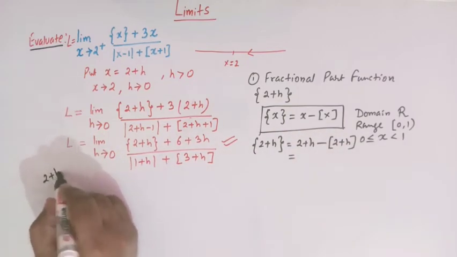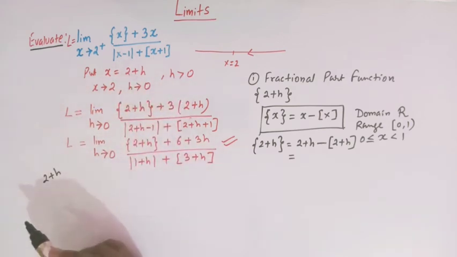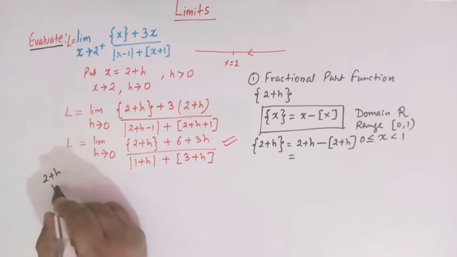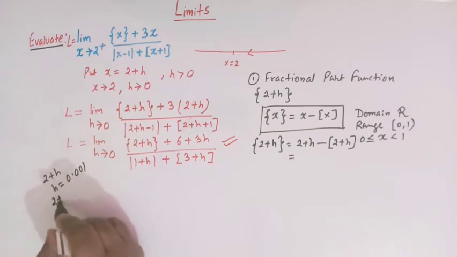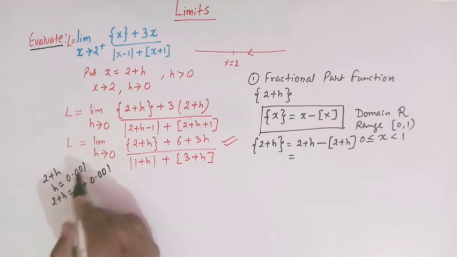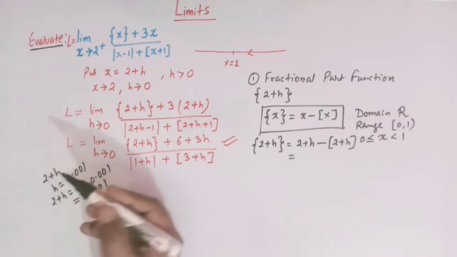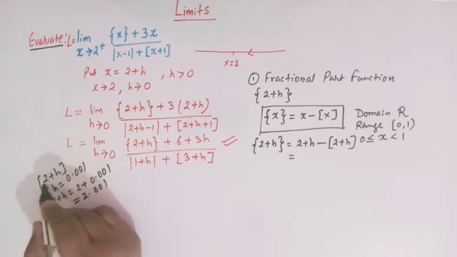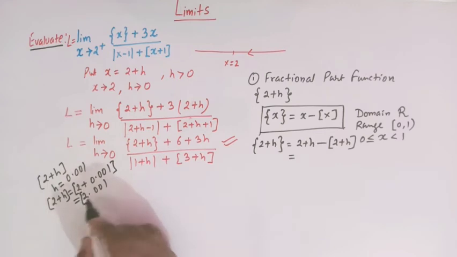So 2 plus h, and we have already said that h is a positive quantity, but h is very small, right? So if we take h equal to, say, 0.001, then 2 plus h is 2 plus 0.001. Here we are taking just for example, so this is 2.001, right?